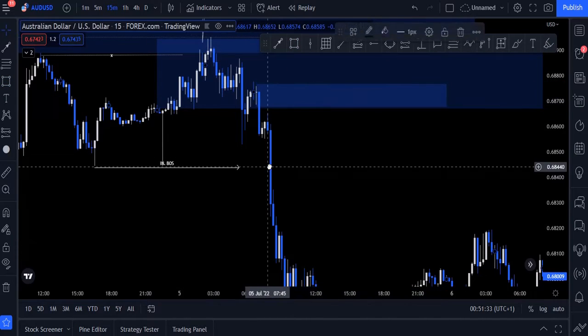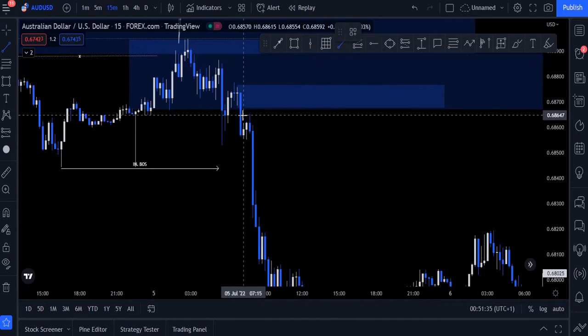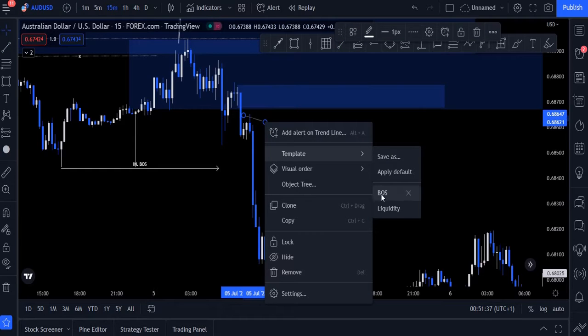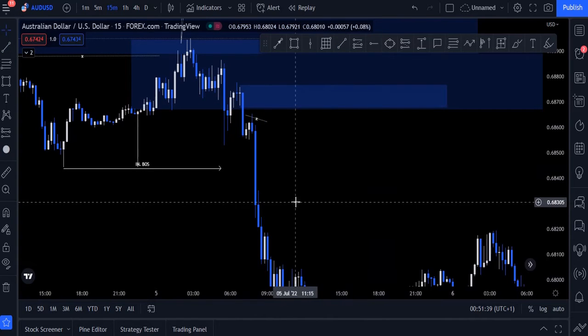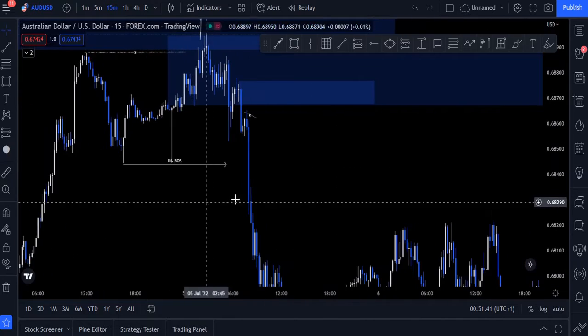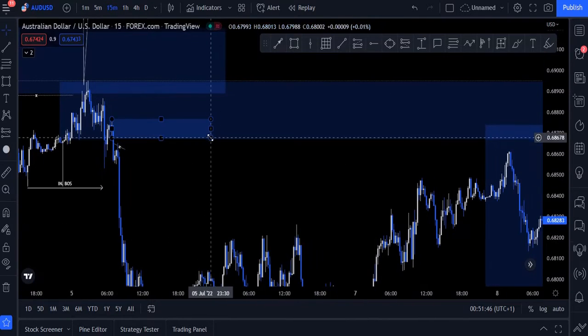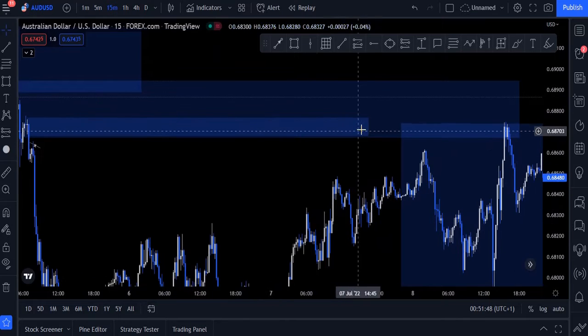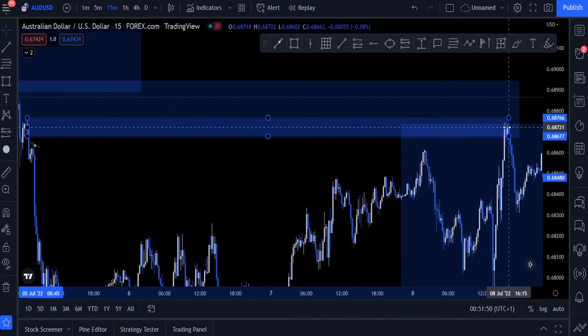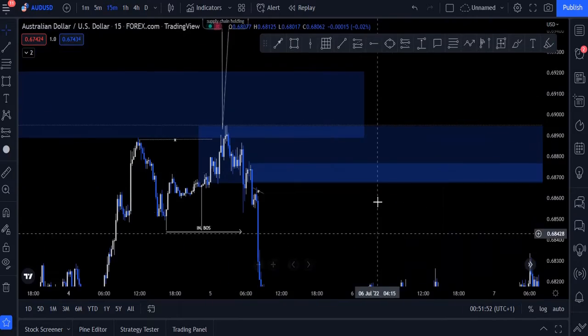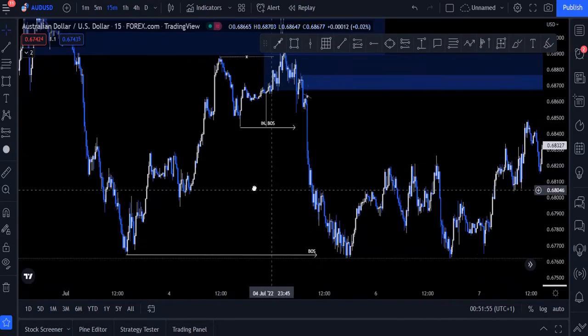I picked this POI. This was the liquidity, because you need liquidity to be fed into your point of interest. So this is my refined zone, or my POI, whatever you call it. So this is it. You can see how price tapped into it and dropped. I'll be explaining my entry.